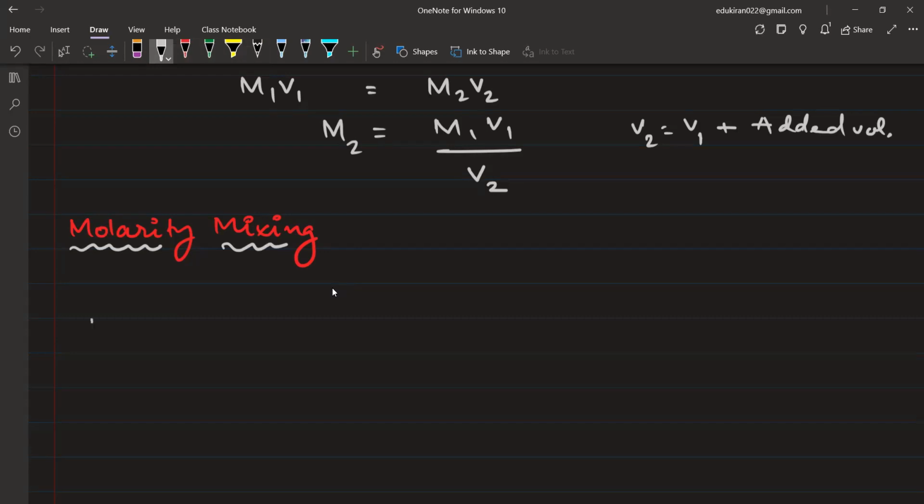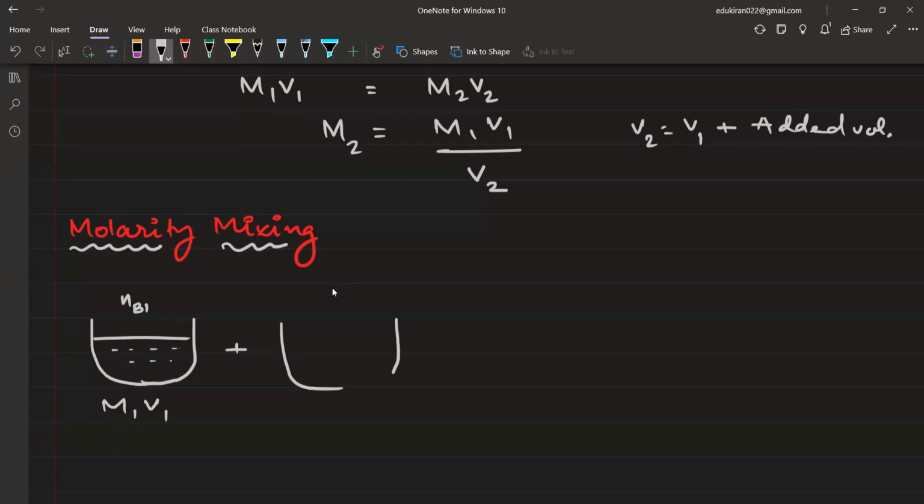What is molarity mixing? Let us suppose you have a solution. This has molarity M1 and volume V1. So it will have number of moles NB1. And I have a solution of the same solute, but in this I have different concentration and different volume. So concentration here is M2, volume is V2, and for this the number of moles of solute is NB2.